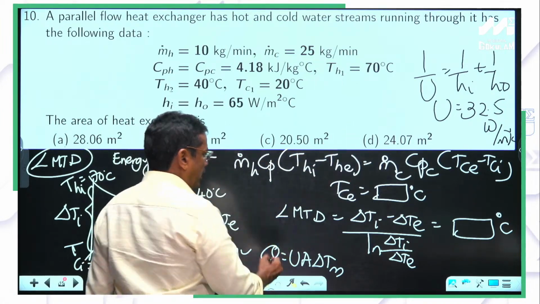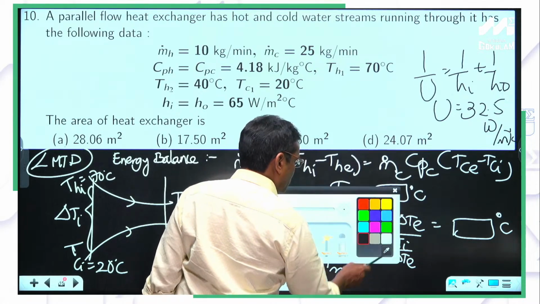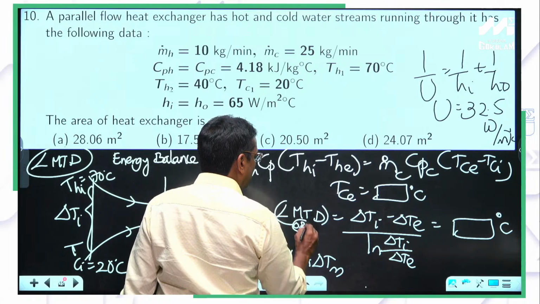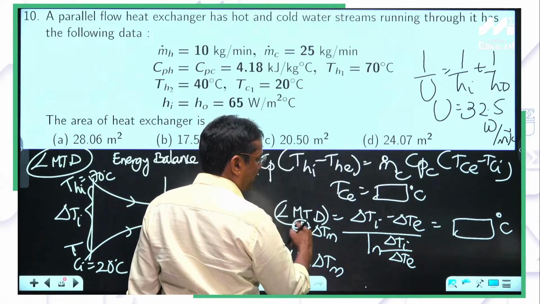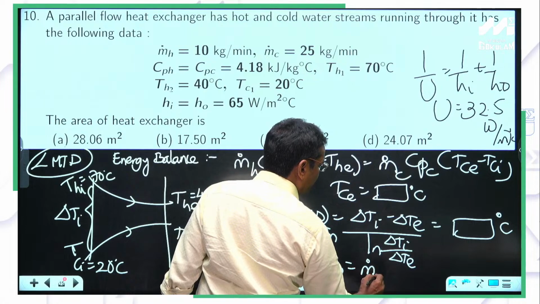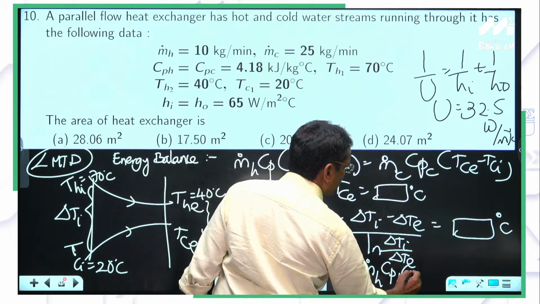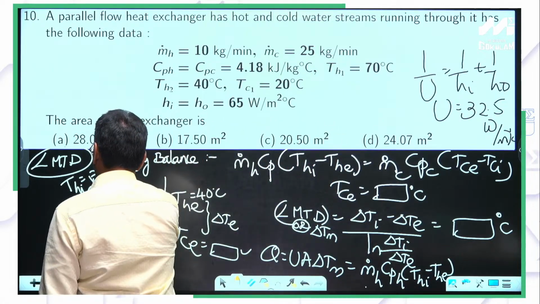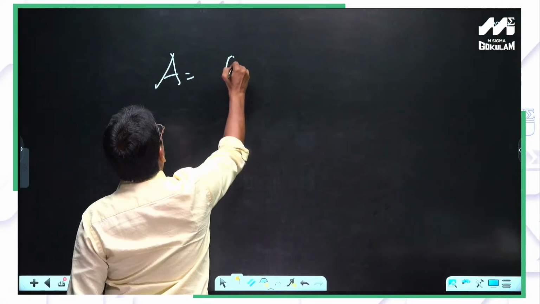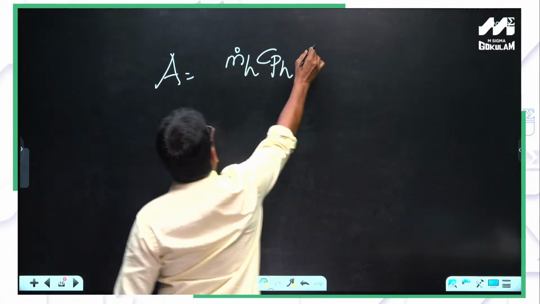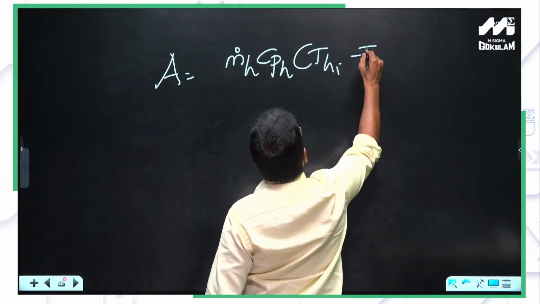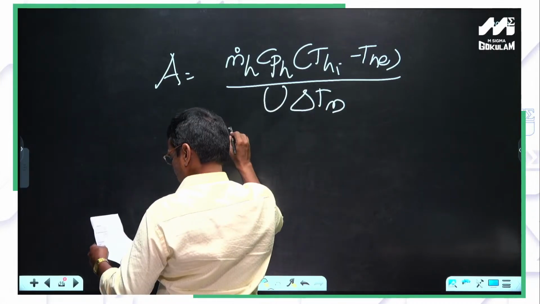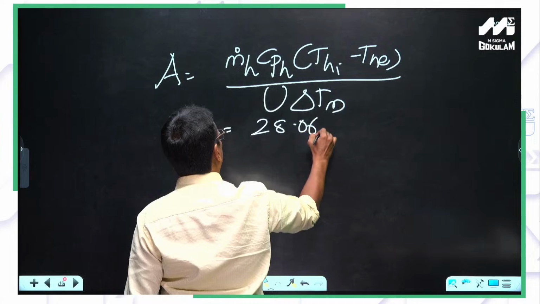Once you obtain the U there, you can use this formula: Q is equal to UA delta Tm. What is delta Tm? LMTD, the log mean temperature difference, which should be equal to m dot h Cph (Thi minus The). Therefore, the area can be obtained. The area is m dot h Cph (Thi minus The), which is the rate of heat transfer, divided by U into delta Tm. We get the area as 28.06 meter square.